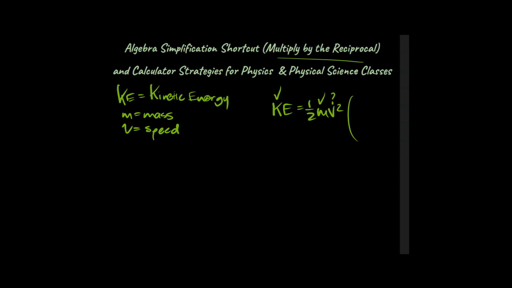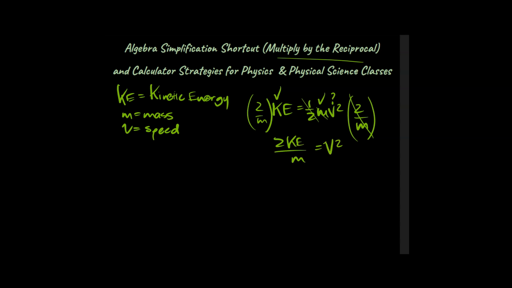The reciprocal of 1/2 is 2, and the reciprocal of m is 1 over m. So if we multiply by 2 over m, that cancels out the 1/2 and the m in one fell swoop. You do that on the right side, you're going to do that on the left side as well. And so what are we left with? We're left with 2 times the kinetic energy over mass is equal to v squared.